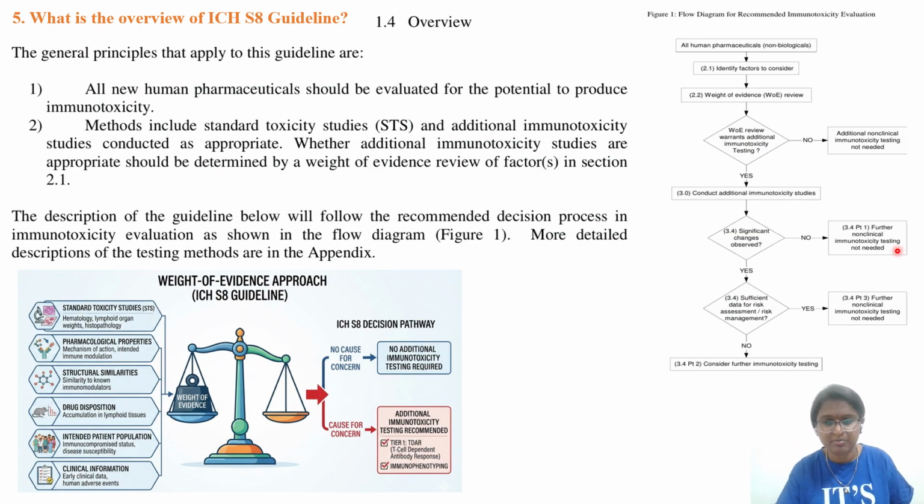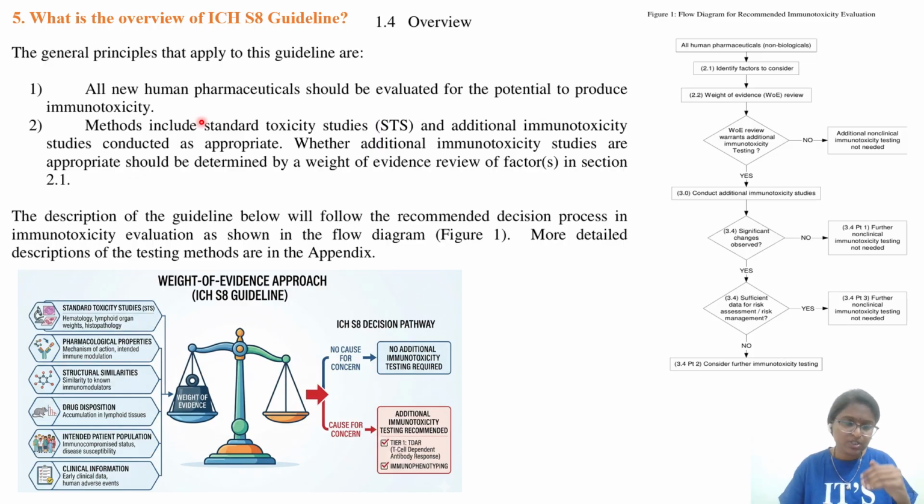This is the decision tree diagram also we'll see. The next question is, what is the overview of ICH S8 guidance? So what is it covering? In section 1.4, we will see the general principles that apply to this guideline: all new human pharmaceuticals should be evaluated for the potential to produce immunotoxicity.